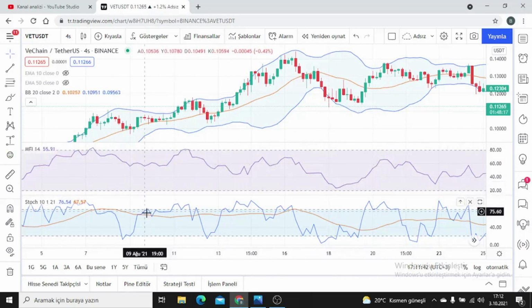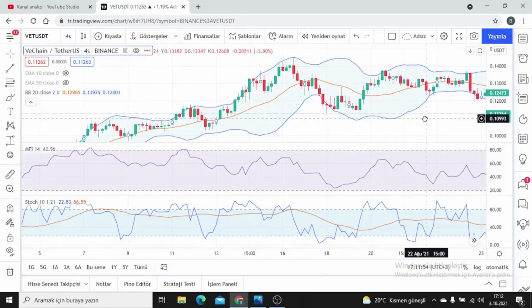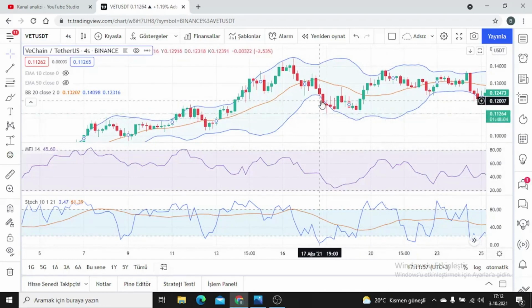If the MFI indicator is rising, there is a buying there and the buying is increasing on that chart. What was stochastic? The K value was giving a buy signal when the D value crossed upwards. The K value was blue, the orange was the D value. It was producing a buy signal at the up cross.